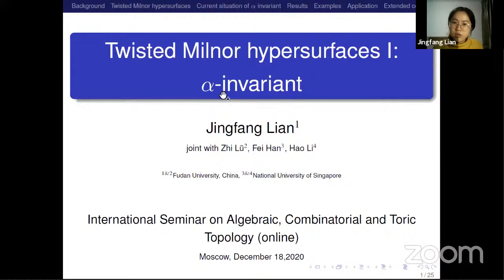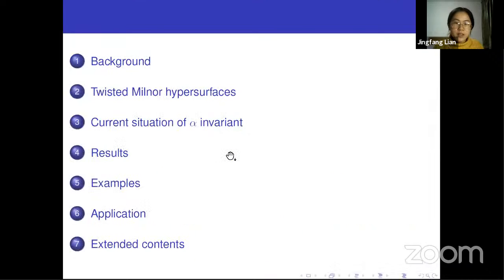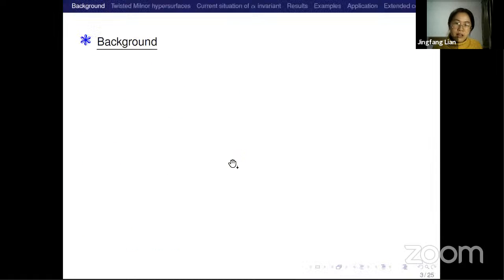My talk will be about the alpha invariant of the twisted Milnor hypersurface. In fact, we are still working on more problems on the twisted Milnor hypersurface, and the alpha invariant is just the first one. Let's look at the outline of this talk. In the first part, I will give a very brief introduction of the background of the alpha invariant, and then I will give the basic definitions and properties of the twisted Milnor hypersurface, and then a brief introduction of the current situation of the alpha invariant. The following four parts are some of our works about the alpha invariant.